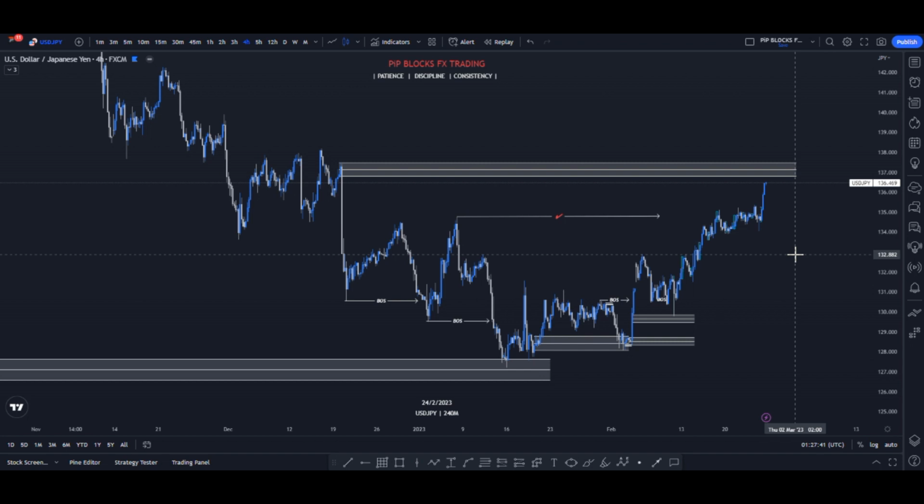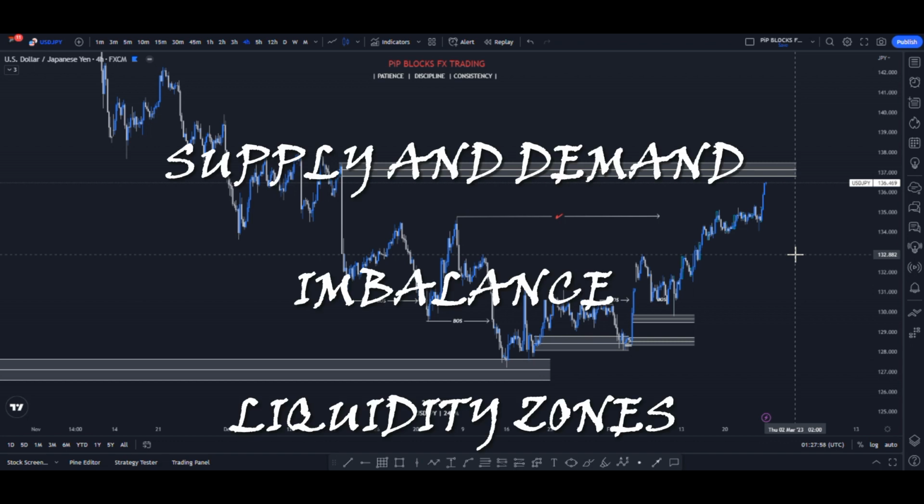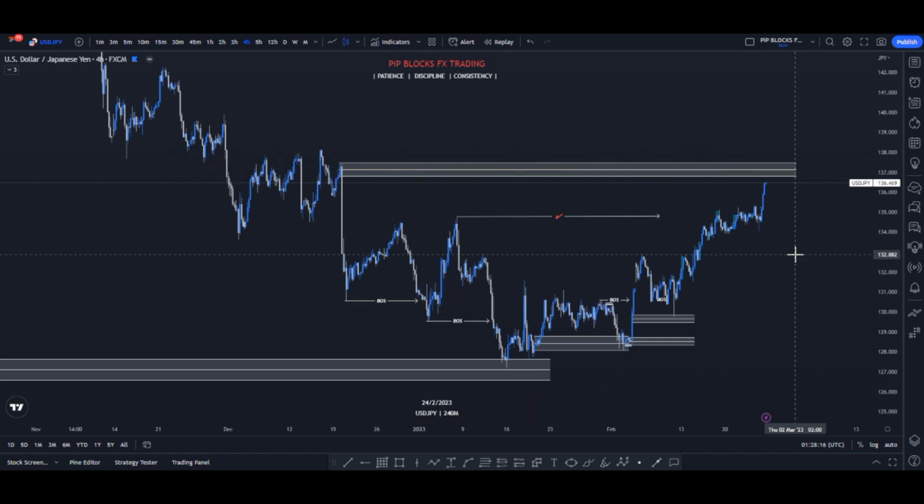Now, to actually do your top-down analysis, you need something called confluences. What are your confluences? What do you look at in the market to analyze the market? What are the things that you look for? Some of the things I look for are supply and demand levels, imbalance in the market, and liquidity zones in the market. These are the top three things I look for when I want to do my top-down analysis. All right, so I'm basically going to show you guys how I do the top-down analysis.